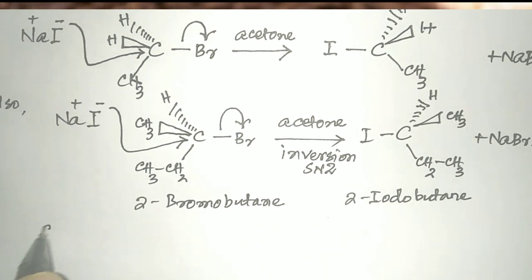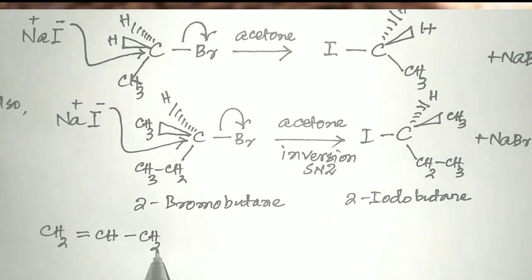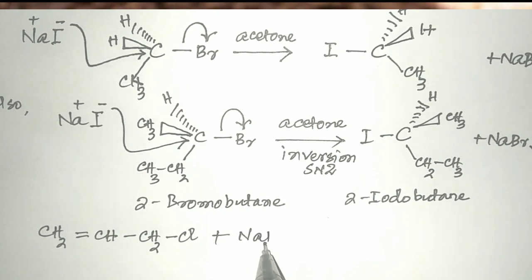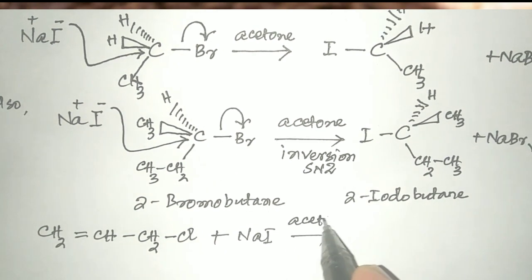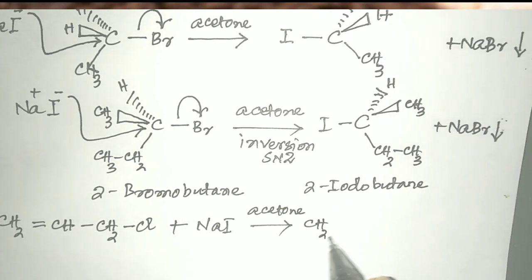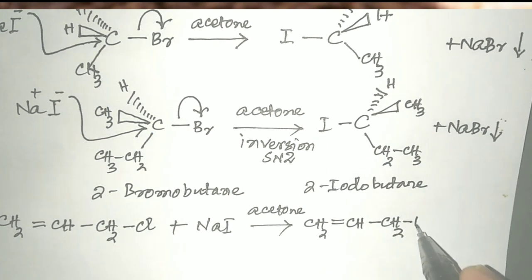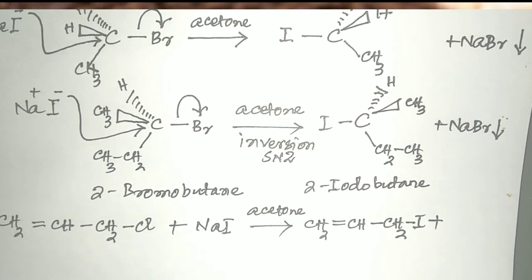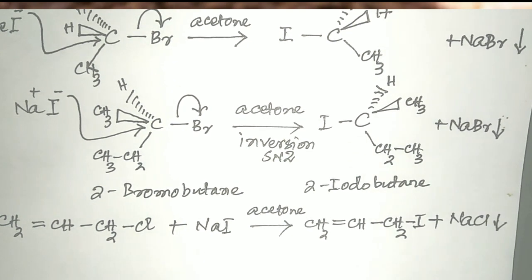In the same way, we can consider the reaction of allyl halides, allyl chlorides or allyl bromides, when they are treated with sodium iodide. Here I have taken allyl chloride. In the medium of acetone, when the reaction is carried out, we will get the corresponding product. What would be the product here? Simply this chloride from allyl chloride will be substituted by iodide. So you will get allyl iodide. This chloride will be substituted by iodide, and the side product is NaCl.